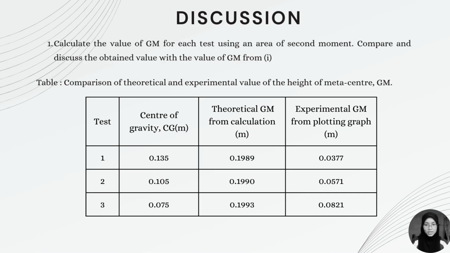For discussion, first calculate the value of Gm for each test using the area of second moment. Compare and discuss the obtained value with the value of Gm from the graph. The table shows the comparison of theoretical and experimental value of height of metacenter Gm.